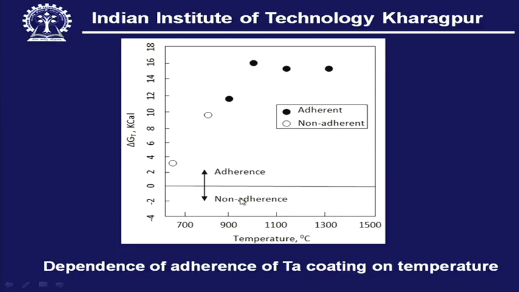But if we raise this temperature, we can get an adherent coating, and this is promoted by the cross diffusion of coating and the substrate from both the sides. So, it is not the question of attack by the reaction product, but it is just a lack of alloy formation between the coating and the substrate.